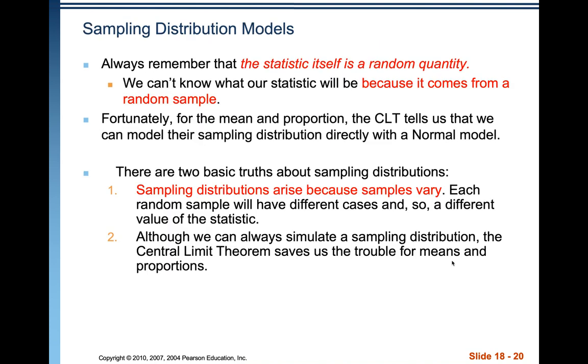Remember that the statistic itself is a random quantity. We can't know what it will be because it comes from a random sample. So we can't predict ahead of time. We can have a feeling for where it might lie, but we don't know for sure. Fortunately, for the mean and proportion, the CLT tells us that we can model their sampling distribution directly with a normal model. There are 2 basic truths about sampling distributions. Sampling distributions arise because samples vary. You're going to get different results from different samples. Fortunately, they follow a pattern.